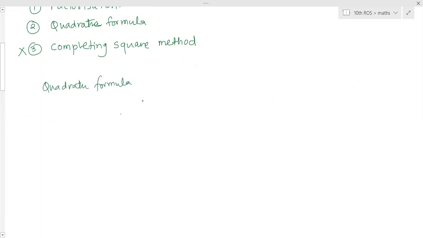If the equation is written in the form ax square plus bx plus c is equal to 0, then a is the coefficient of x square, b is the coefficient of x, and c is the constant term. The value of x can be calculated in terms of a, b, c. The formula is x is equal to minus b plus or minus square root of b square minus 4ac, divided by 2a. By using this formula, we can calculate the values of x.